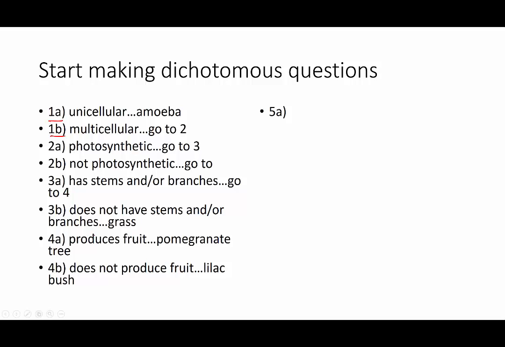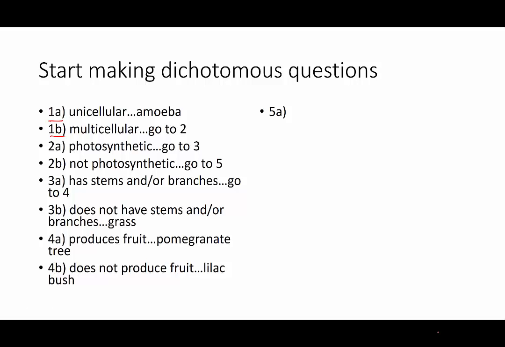So when we go to 4, we can look at whether things produce fruit, the pomegranate tree, or does not produce fruit, the lilac bush. So now everything that's linked back to this question 2, whether it's photosynthetic, we have our 3 plants taken care of, right? So now we can go back and put in a 5 here on 2B.